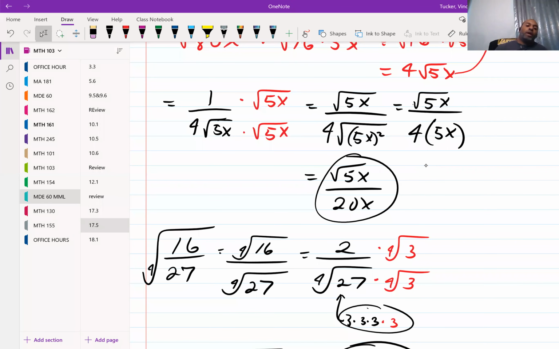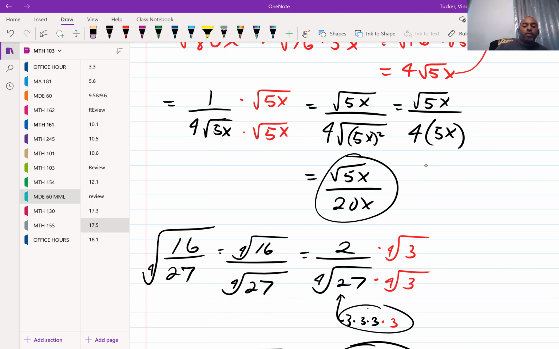So here we have the fourth root, and we're trying to get rid of the radical in our denominator once again. So we're taking the fourth root of both numerator and denominator. The fourth root of 16 is 2. That's because 2 times 2 times 2 times 2 is 16.